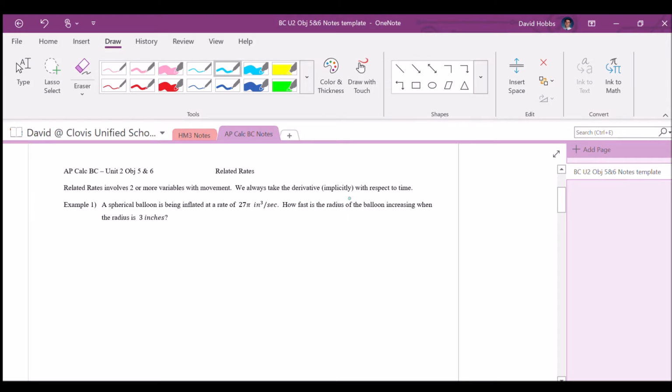So we're trying to find the rate of change of the radius, dr dt, and specifically at the precise moment in time when the radius is 3 inches. Now, they're talking about a spherical balloon, a sphere, and notice that they also gave us this value right here, inches cubed per second. That's a volume with respect to time. So this is actually dV dt.